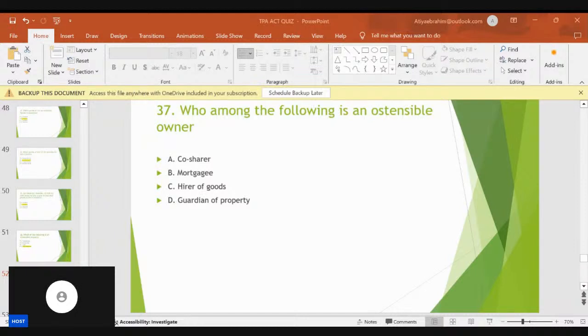Yes, it can be co-sharer also, Priyanka says. Okay. Okay, giving you all one more chance.